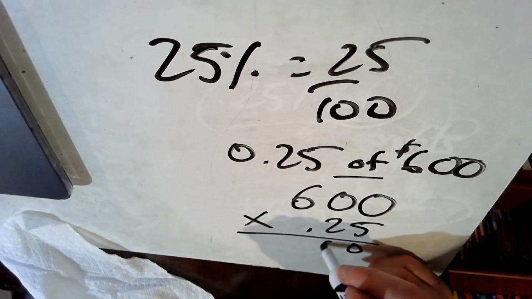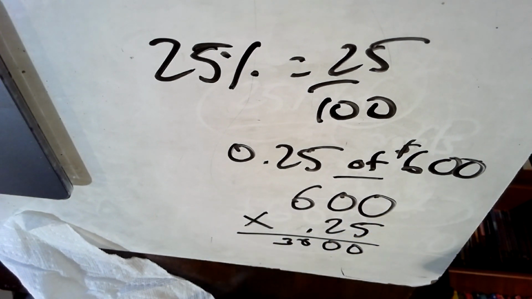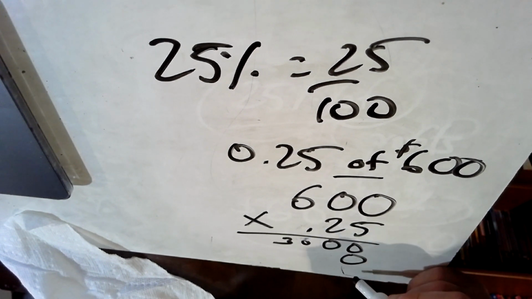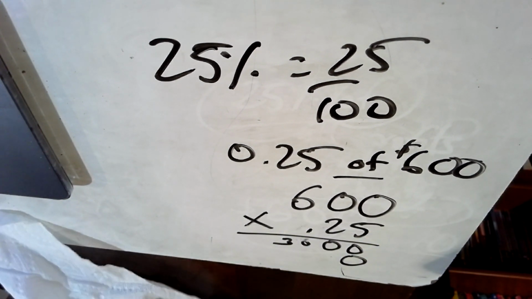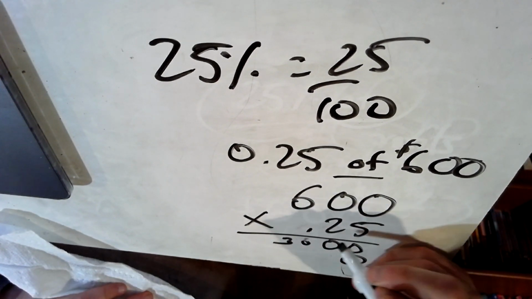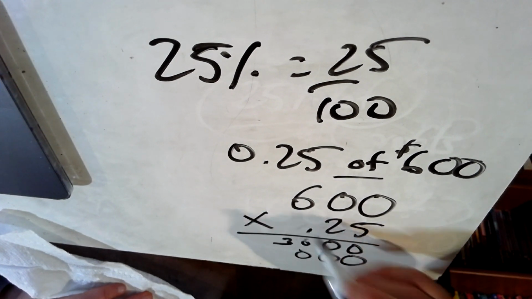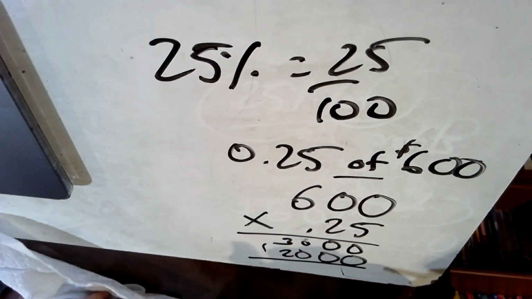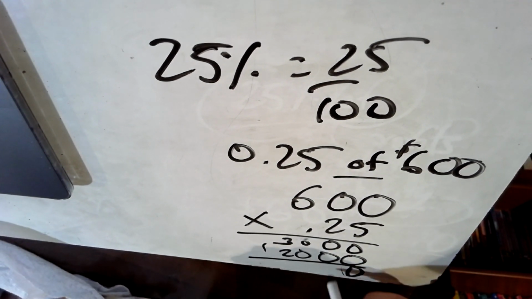0 times 5 is 0. 0 times 5 is 0. 6 times 5 is 30. 600 times 5 is 3,000. Put a 0 under the ones place because that's really a tens digit. Notice I'm ignoring the decimals altogether right now. 0 times 2 is 0. 0 times 2 is 0. 6 times 2 is 12. I'm going to add them all up.